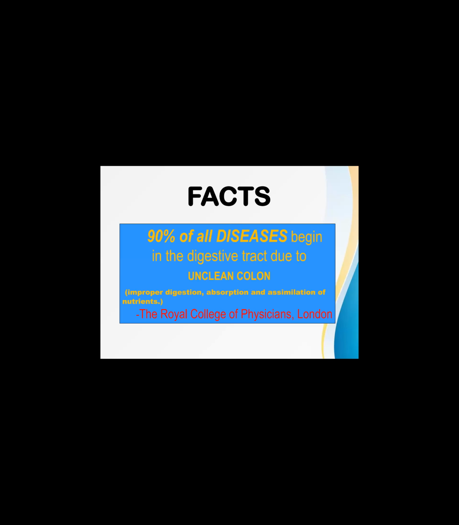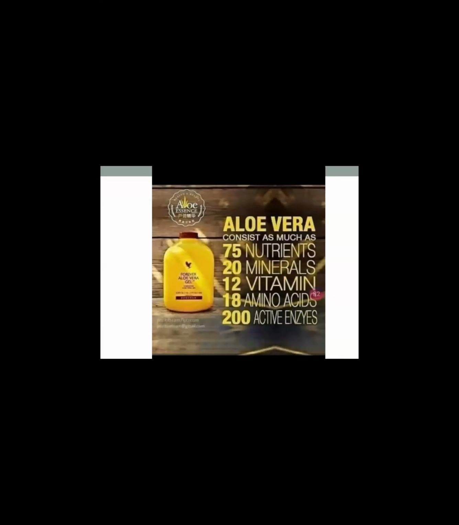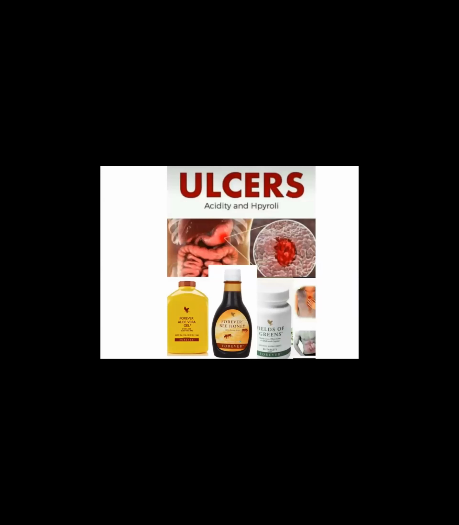Then here is a research that has been carried out by the Royal College of Physicians in London, where it says 90% of all diseases begin in the digestive tract due to unclean colon, meaning to say that 90% of diseases we are having are as a result of unclean colon, dirty colon. So if you clean your colon, meaning intestines, it means by and large, you are preventing yourself by 90% from contracting diseases. That's what it implies. So you can see the importance of cleaning the intestine and coating the stomach to prevent the acid from eating into it. Then the second product is the Fields of Greens, which is also a wonder.